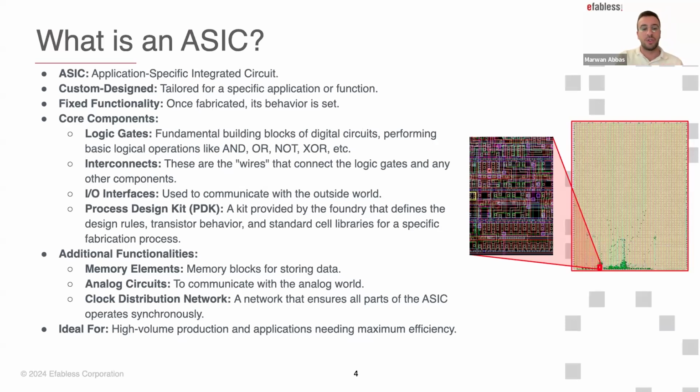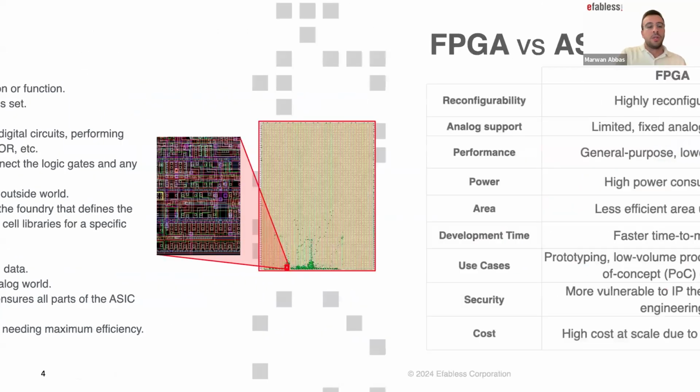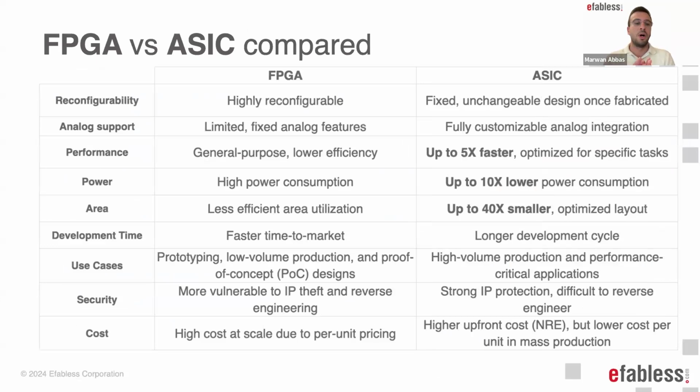ASICs are ideal for high volume production, where performance, efficiency, and power optimization are critical. That's why we see them in industries like automotive, AI accelerators, and network hardware. So let's compare FPGAs to ASICs directly. FPGAs are more flexible when it comes to reprogramming and reconfigurable hardware. FPGAs also have limited analog support. It typically includes fixed functionalities for analog components such as PLLs or simple ADCs, while ASICs have fully customizable analog integration. Whichever application you'd like to do with an ASIC for analog integration, you can do it. You have maybe RF, you can do power management, you can do high performance sensor interfacing.